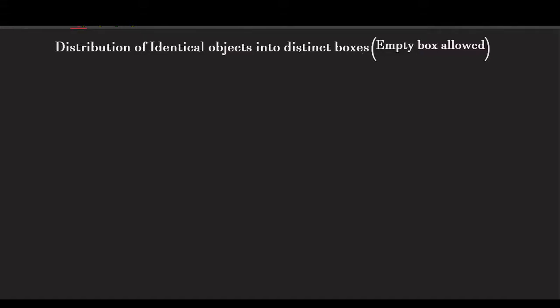So here in this class we are going to discuss a concept of permutations and combinations, that is distribution of identical objects into distinct boxes, right? In the previous class of my permutation combinations playlist, I discussed division of different objects into groups, but here we will discuss distribution of identical objects. How to distribute identical objects into different boxes.